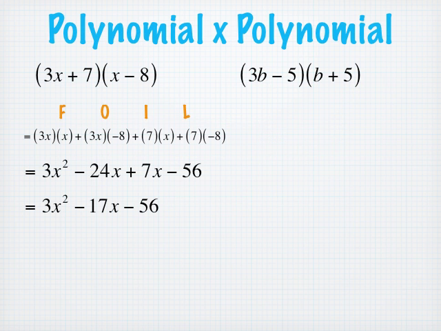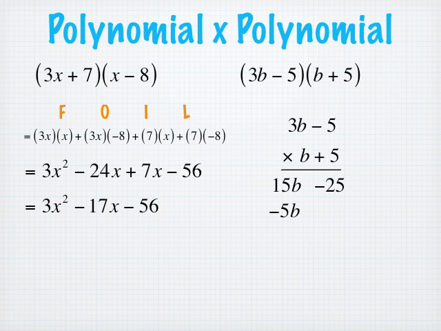Okay, for this next one, we could easily do FOIL, but let's do the vertical method just to get used to it. So we'd have 3b minus 5 times b plus 5. 5 times negative 5 will give me negative 25. 5 times 3b will give me 15b. Now I'm going to put in a placeholder. b times negative 5 is negative 5b. I use that placeholder to keep my b's lined up.